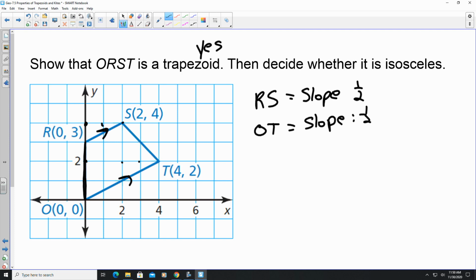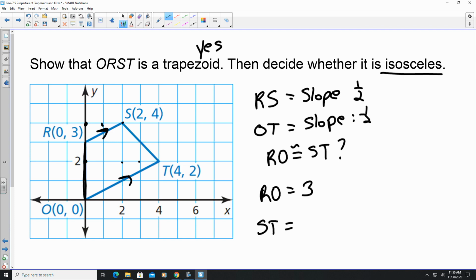The second question is they want to know if it is in fact an isosceles trapezoid. Isosceles trapezoid means that RO in this case would be equal or congruent to ST. All right, so we've got to see if that's true. RO, I just count 1, 2, 3, so it's a value of 3. So what we need to figure out here is if ST is a value of 3. So I just use the distance formula.